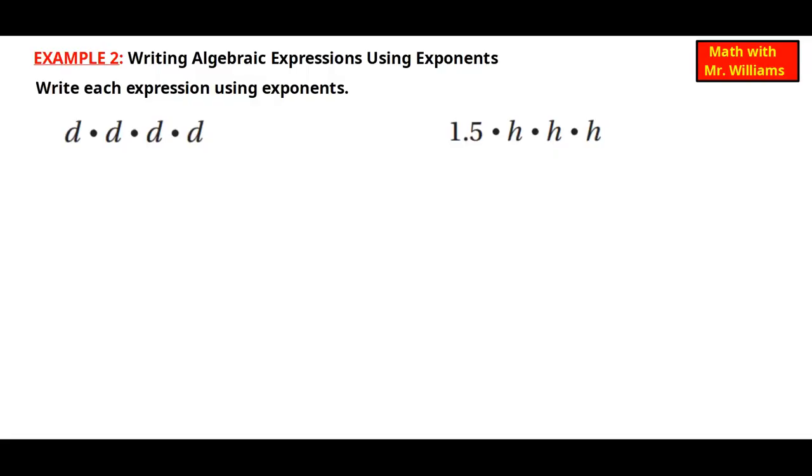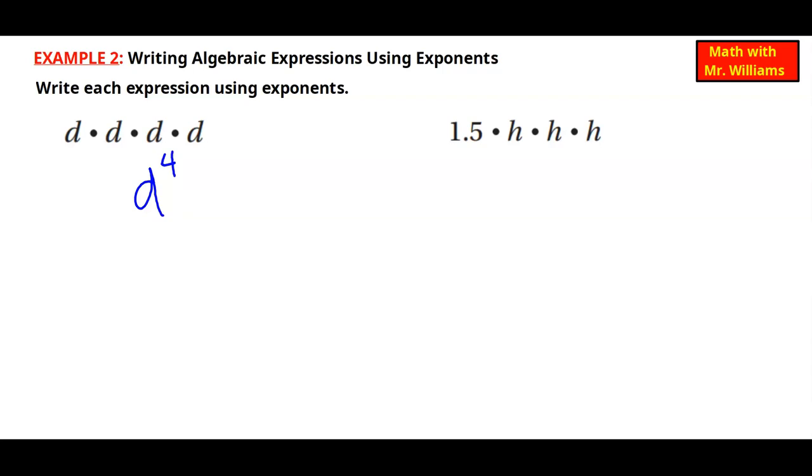Math of Mr. Williams, example 2. Writing algebraic expressions using exponents. Write each expression using exponents. So here we have d times d times d times d. All right, so that's our base. And now we're going to write that. And then we're looking at how many of those d's are being multiplied. Well, there's 4 of them. So we write that with a little 4 as our exponent, saying there's 4 of those bases multiplied together.